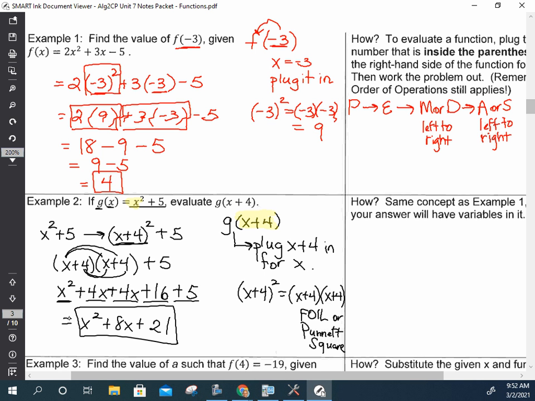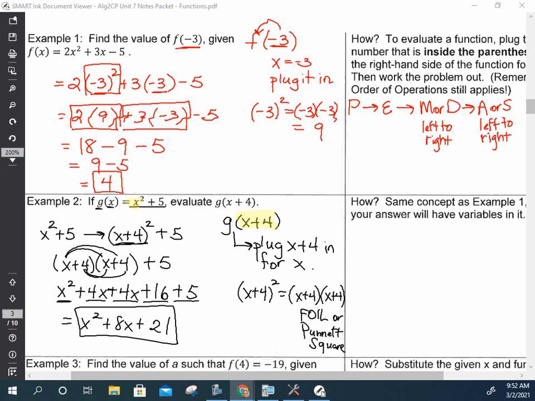So again, example 2 is just like example 1, it just has variables. I'll be looking at you. Question on example 2? All right, so example 3.